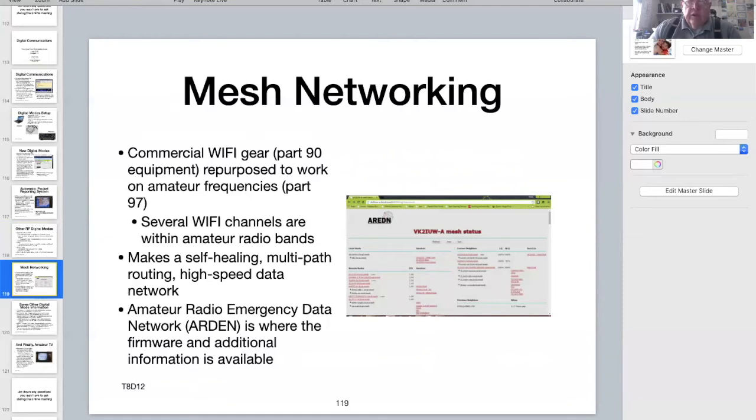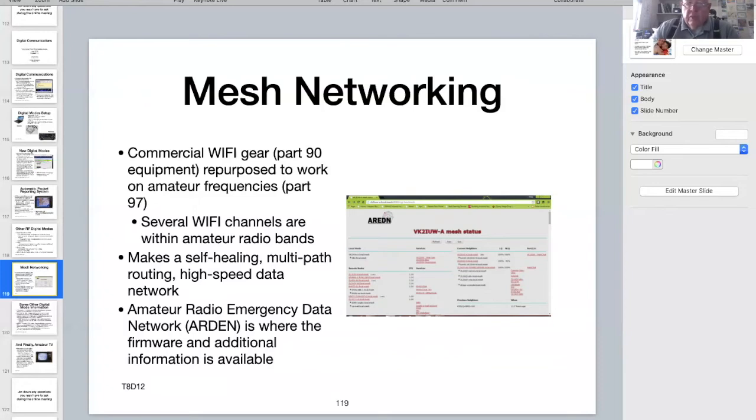Amateur radio operators have also taken advantage of the fact that some of the Wi-Fi channels are also amateur radio frequencies. Special software has been developed for Ubiquiti and Linksys routers that allow us to build very robust private networks. FCC rules allow these commercial devices, when used as amateur radio equipment, to have better antennas, more power, and better error correction.